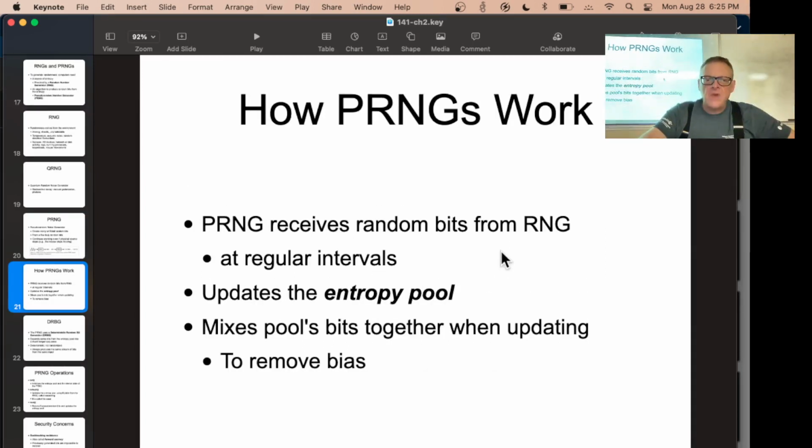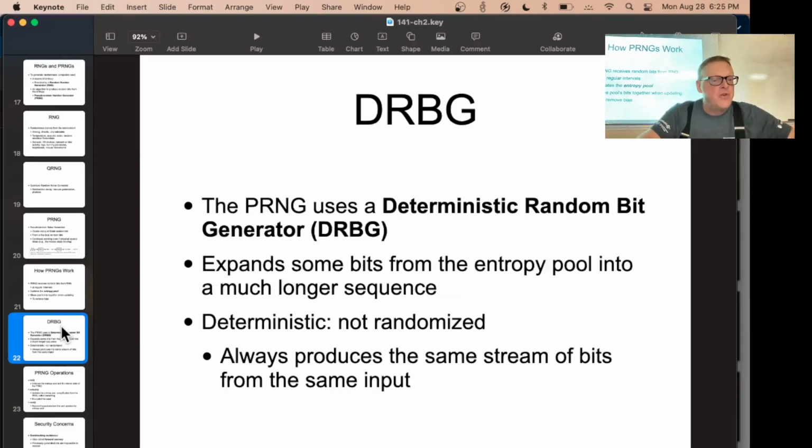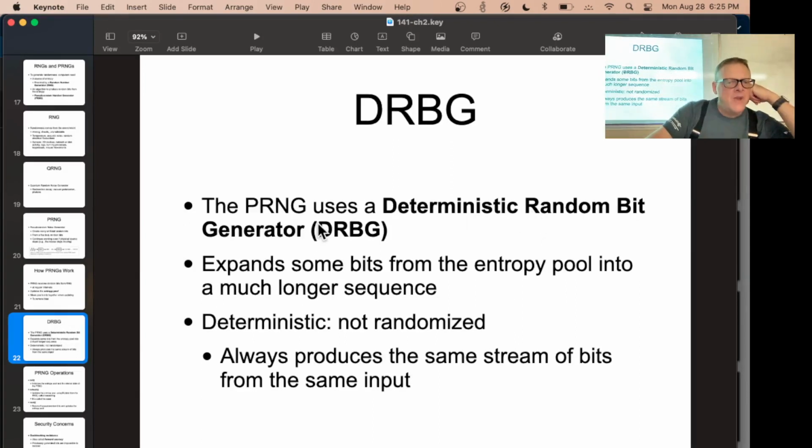All right, so you receive random bits from the random number generator at regular intervals. This fills up an entropy pool. It mixes the pool's bits together and goes through a cryptographic algorithm to create this stream of pseudo-random bits. Now, this uses the deterministic random bit generator, which takes some of the bits from the entropy pool and expands them into a longer sequence. If you get the same input, it'll make the same output. That's what's deterministic about it.